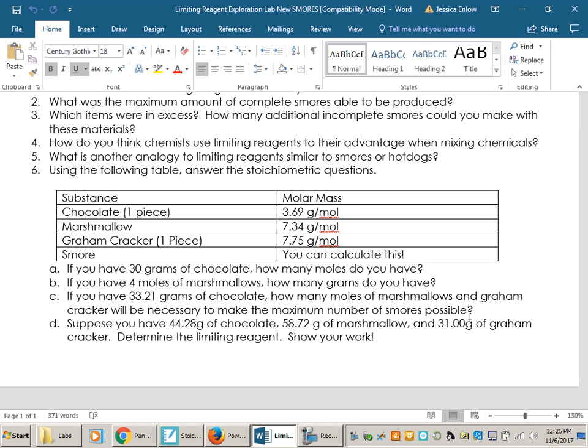Whatever the ratio is for marshmallow. Okay, so I've calculated the amount of moles for each of them. Okay, so that one's going to be 8. Or no, why not?